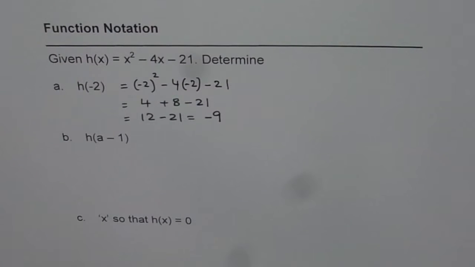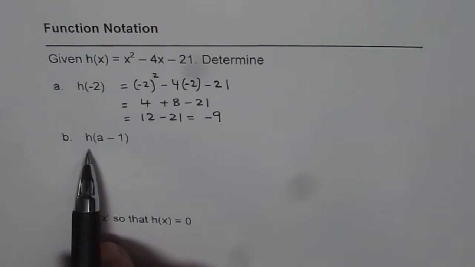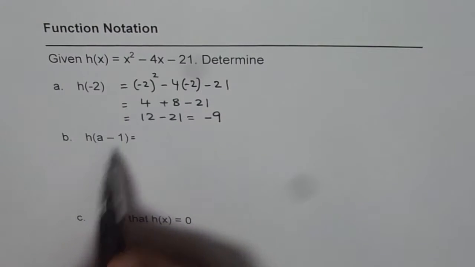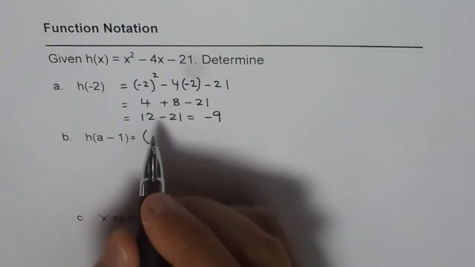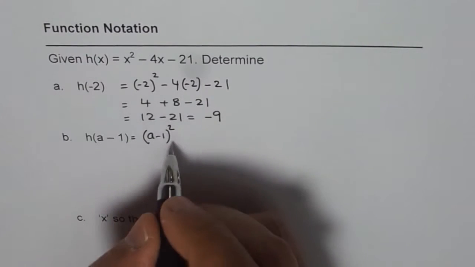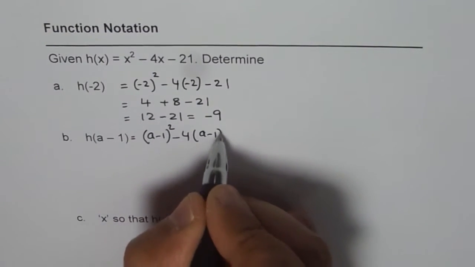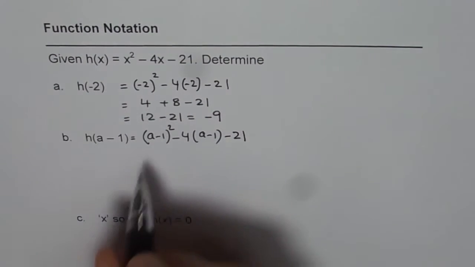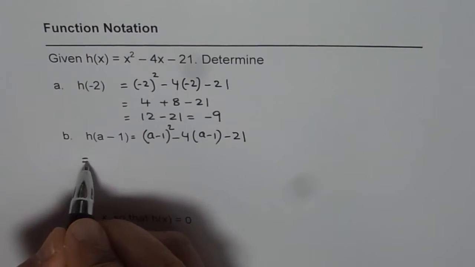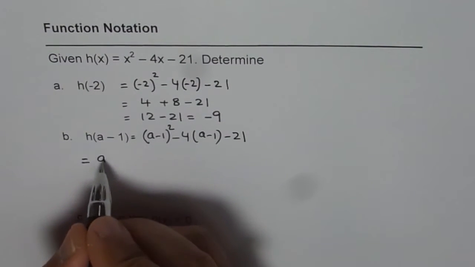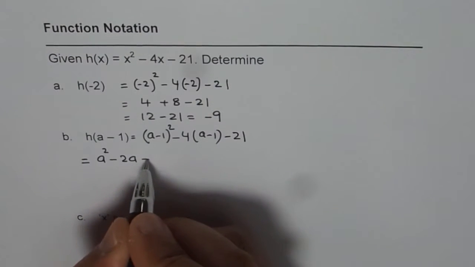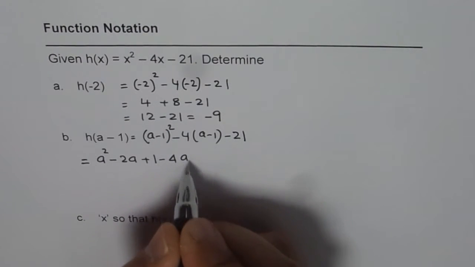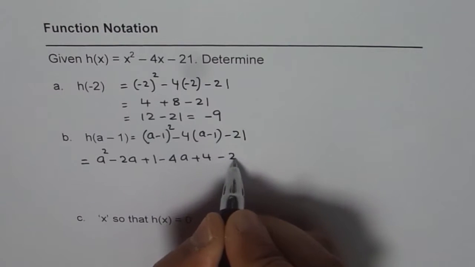So that's the solution. Now for part B, we need to find h of a minus 1. In this case, we should replace x with a minus 1. So instead of x squared, we'll write a minus 1 whole square, minus 4 times a minus 1. Every x has to be replaced by a minus 1, minus 21. Correct? Let us expand it. a minus 1 whole square gives me a square minus 2a plus 1, and minus 4 times a minus 1 gives me minus 4a plus 4, minus 21.